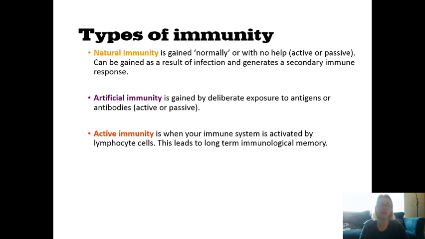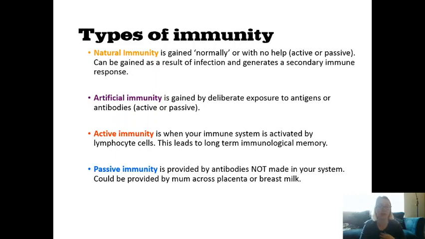Active immunity is when your immune system is activated by lymphocytes, which will lead to immunological memory. So you'll make those B and T memory cells, and they'll be circulating in the blood. And then you've got passive immunity. This is when you get antibodies not made by your system at all. So you could get that across the placenta, you can get it in breast milk, or you can be inoculated with antibodies. So it could be this artificial passive immunity, the inoculation with those antibodies.